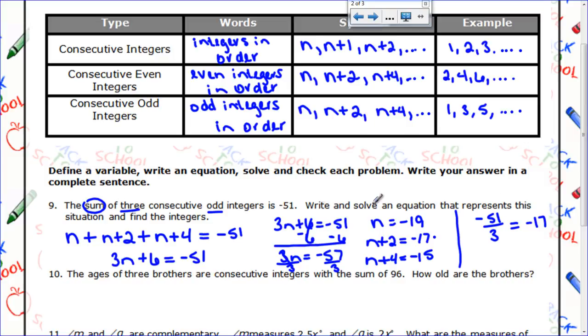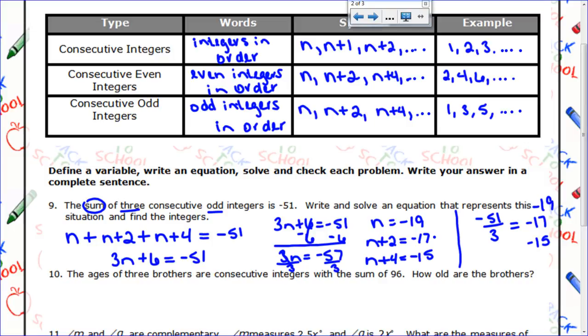So if you take your sum and divide it by how many integers there are, it will give you the number in the middle. Well, since we're dealing with odd integers, that one's odd, we're good. This is the one in the middle. So I've got to have one that's bigger and one that's smaller to get them all 3 in a row. So that's the other way to do it. Find the one in the middle and then add and subtract to get your other 2.